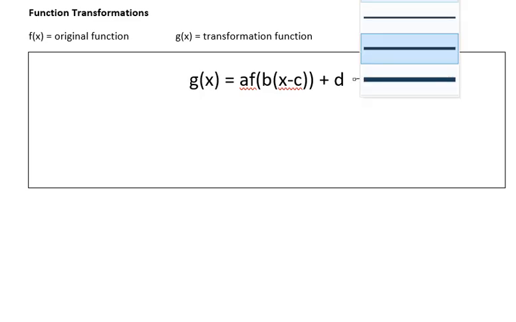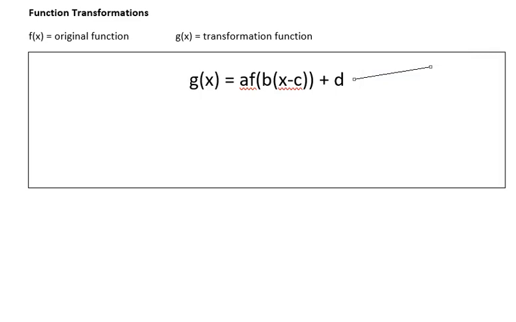corresponds to vertical shifts up and down. So this is our vertical shifts. That's D. And then this x minus c here, that corresponds to our horizontal shifts, right and left.